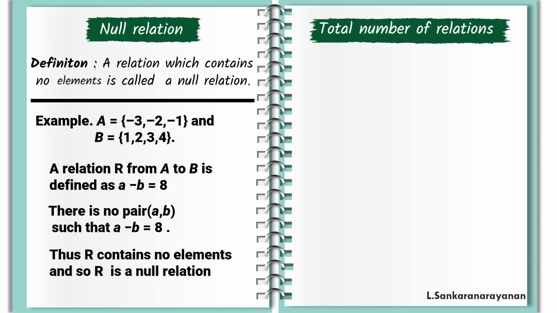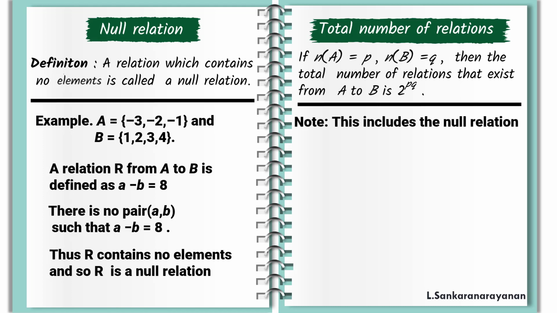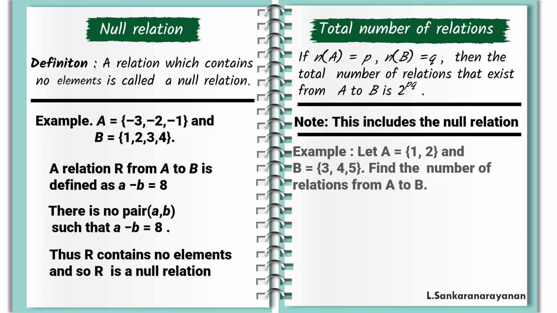Next, total number of relations. If n(A) equal to p, n(B) equal to q, then the total number of relations that exist from A to B is 2 power pq. Note, this includes the null relation. This is very important. Let us see another example.